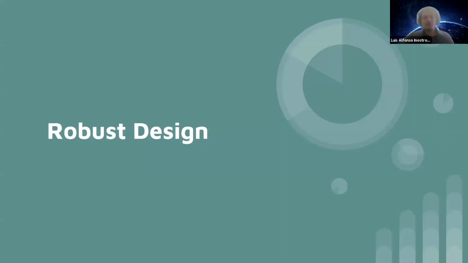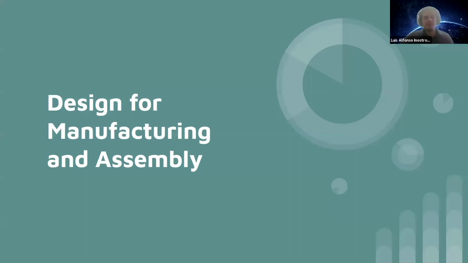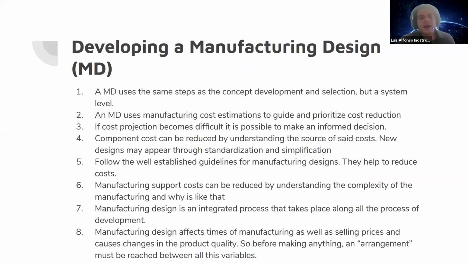And then there is robust design, which is a cycle of improvement to meet some parameters with noise factors, vibrations, and other things. This is more engineering now, so I'm not going to go too deep into this. And design for manufacturing, which is the last step, in which there are some principles in order to know how to simplify our design, our manufacturing process, and assembly, and reduce costs.